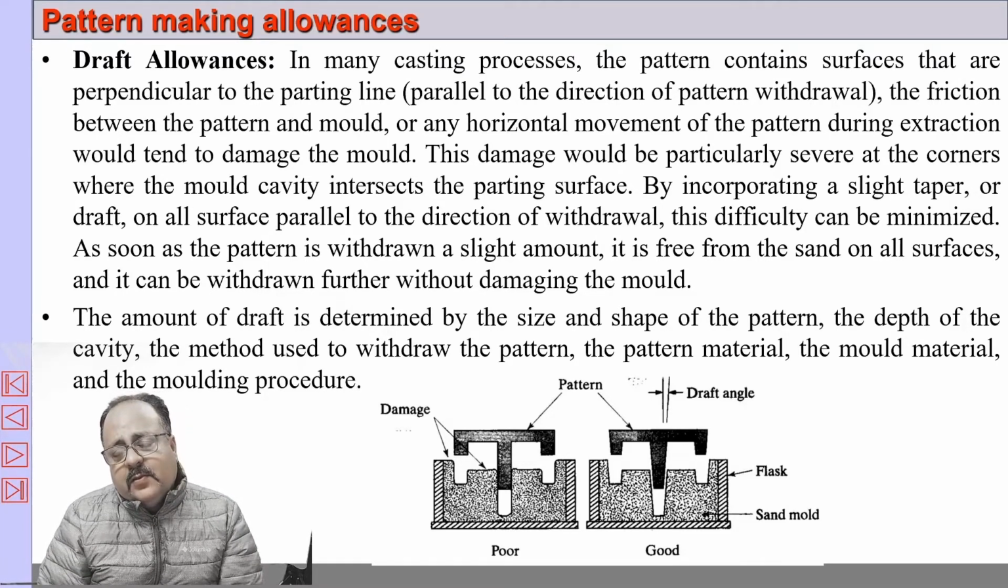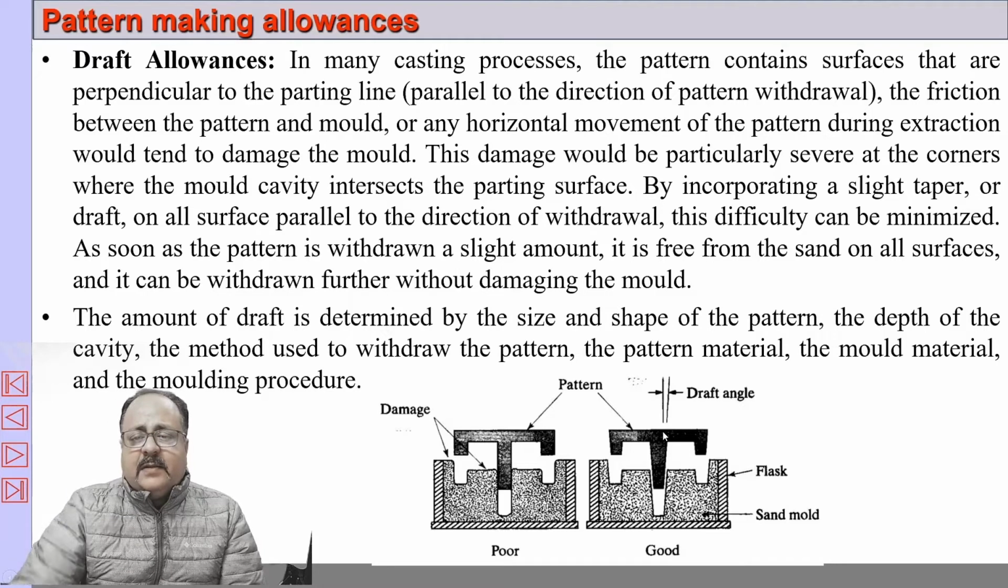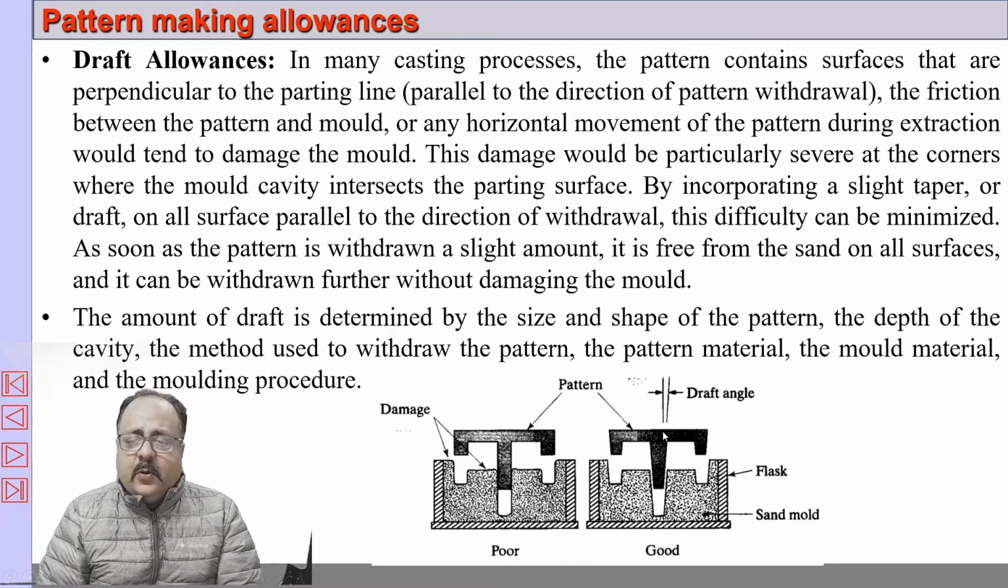So what we do is that we make it slightly taper, and that allowance is called the draft allowance. Now what happens if we make it taper? If we make it taper, you can see in the figure on the right hand side, with slight force, we can lift up. Once it lifts up, the pattern becomes free from all sides. Even if it is slightly up, you can see it is free from here. So it becomes free from all sides and you can take it out easily without spoiling the mold.